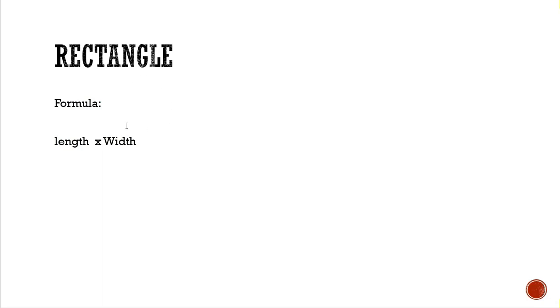Let's start solving. So the rectangle, what's the formula for the rectangle? The area of the rectangle is computed with the formula length times width. For example, we have a certain rectangle right here. Let me redraw that. So we have a rectangle, and this is 15 centimeters, and this is 3 centimeters. We want to find the area of this.